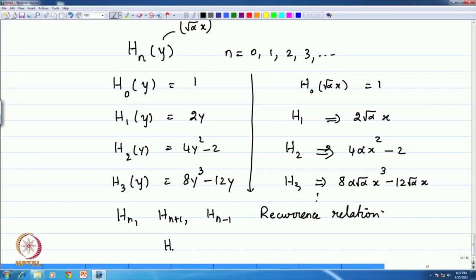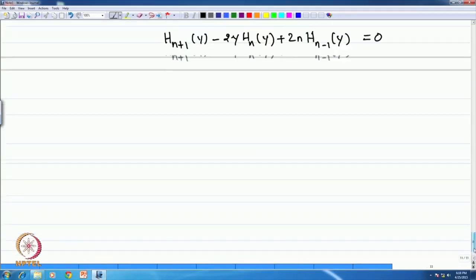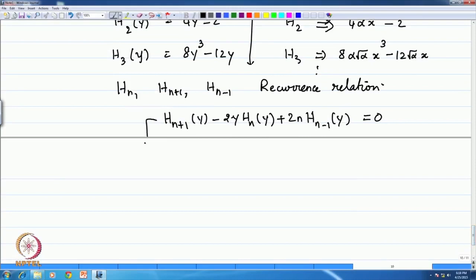The recurrence relation between these is also known in mathematics. It is H_{n+1} of y minus 2y H_n of y plus 2n H_{n-1} of y is equal to 0. What this tells you is how to obtain the Hermite polynomials for larger values of n from the Hermite polynomials for smaller values.